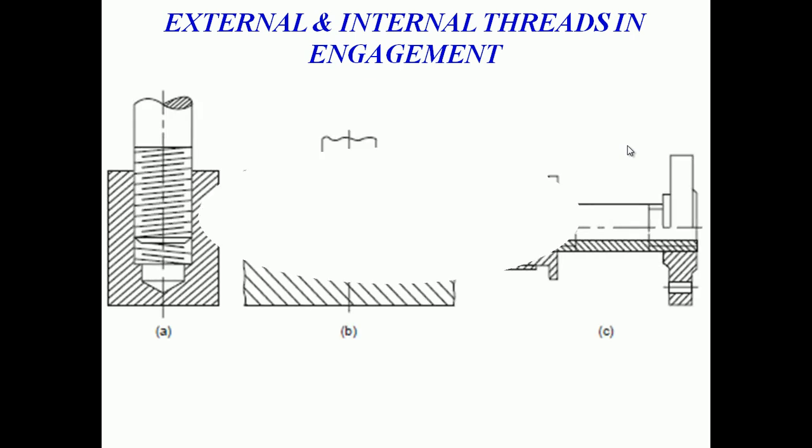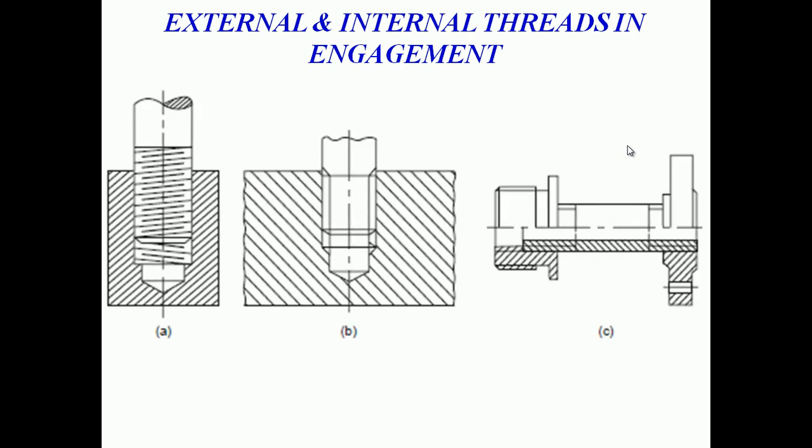So external and internal threads in engagement. If we see this diagram, it's how to represent them conventionally and schematically. We will understand much better. So you see this is the representation of external and internal threads in engagement. It's a schematic representation.